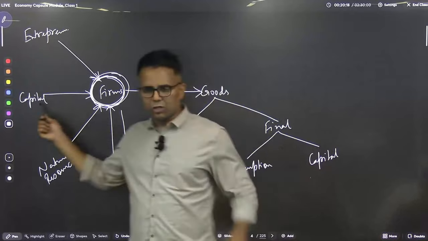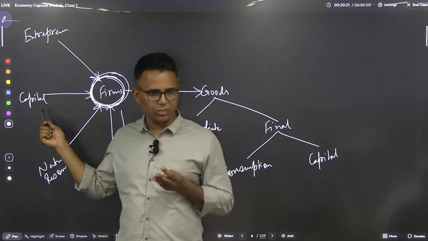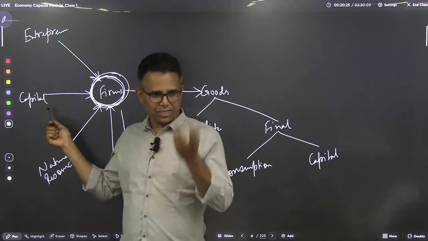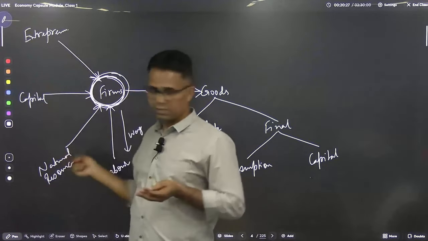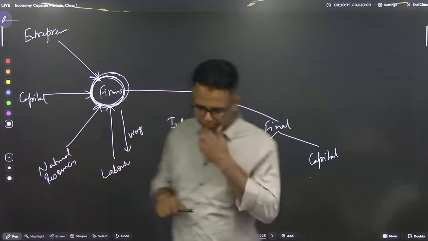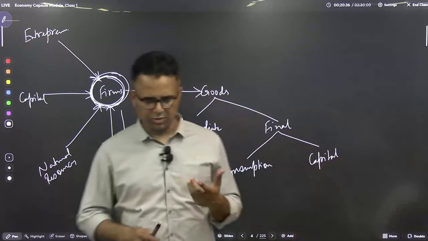So what all things will be included here? If this is an academy, what will be capital? Give us examples. Kya kya hoga? Yahan pe building, digital board, AC, all these things, right? Natural resource, acha land, jo hai, land.